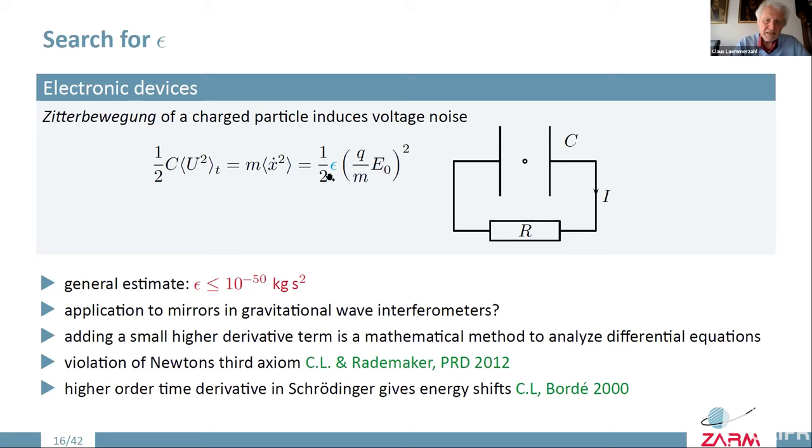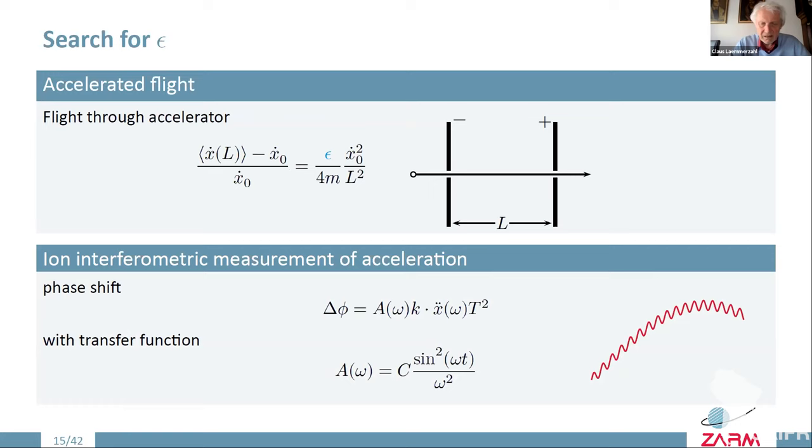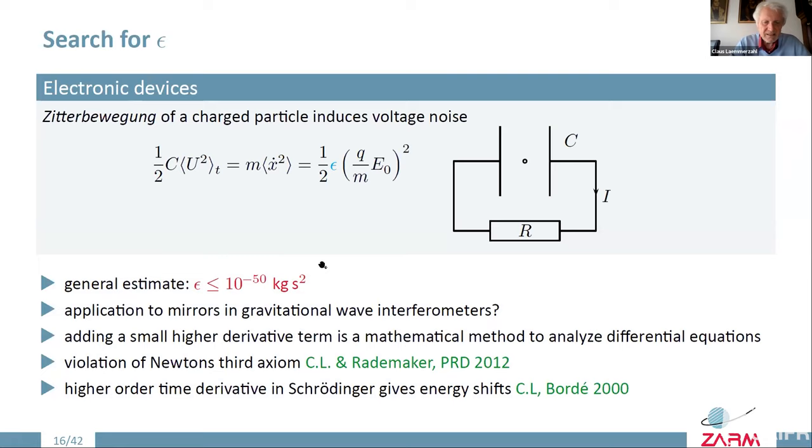If you take all these three experiments, just taking their usual accuracy, then one would get an estimate of 10 to minus 50. This is still far away from the quantum gravity level, but there are not yet any dedicated experiments on that. One may ask whether gravitational wave interferometers are more sensitive to such kinds of fluctuations. And just a remark, higher derivatives are also used in mathematics to analyze differential equations. And this is related to a violation of Newton's third axiom, that is, that the force is equal to the time derivative of the momentum. Higher order in time derivatives just gives small energy shifts, which has also been discussed by us. So this is on the classical level.